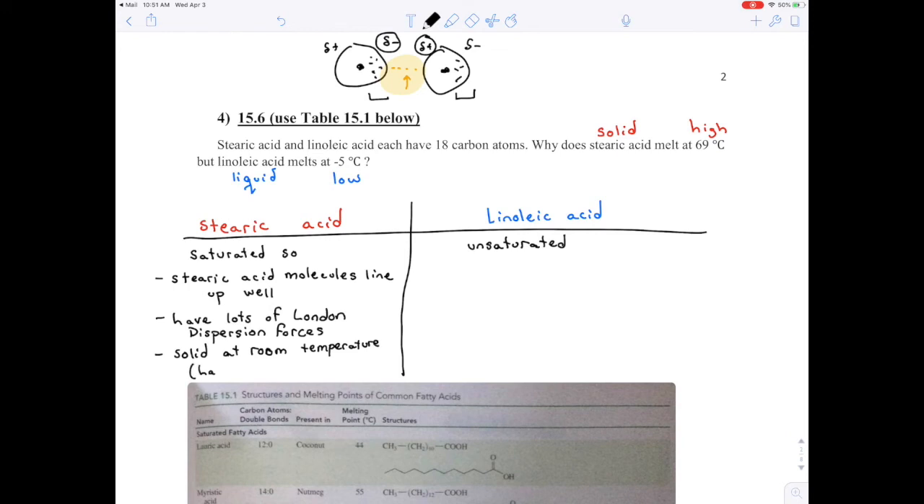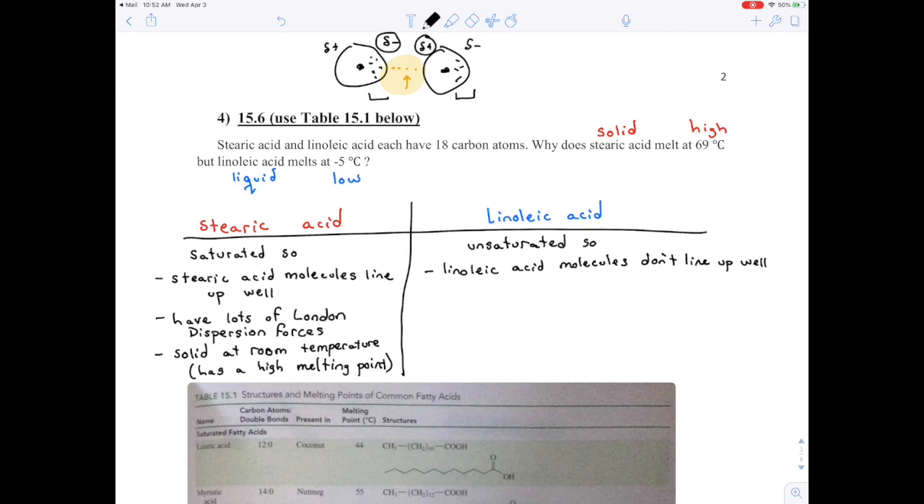And have a high melting point. Linoleic acid is just the reverse. It's unsaturated, and so linoleic acid molecules don't line up very well.